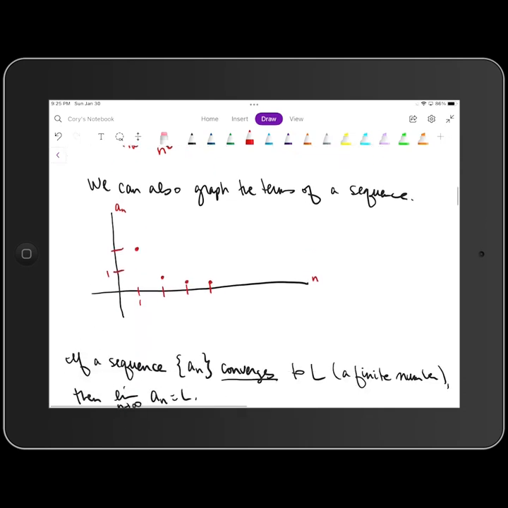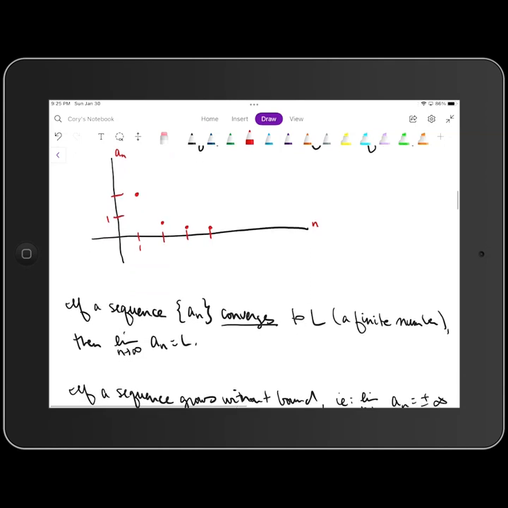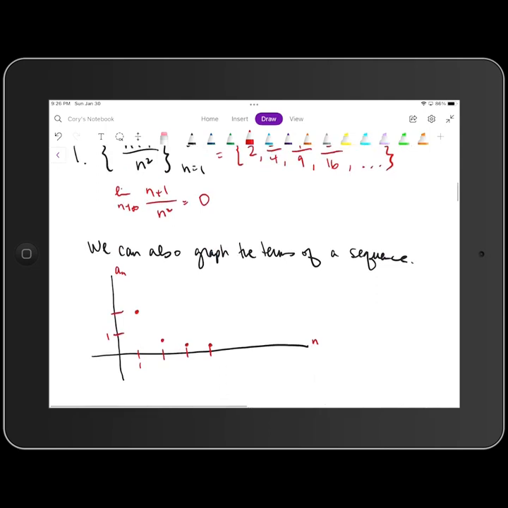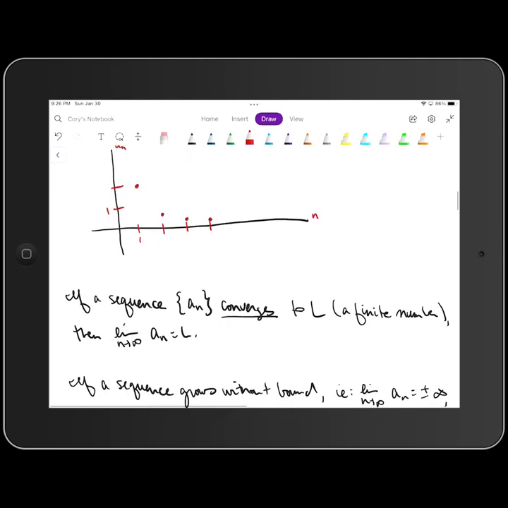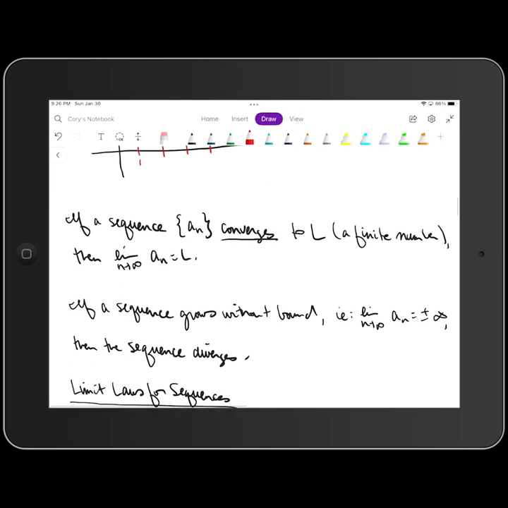And we're going to see in just a second that if we take the limit as n goes to infinity of the formula that generates the terms of our sequence, and we find that limit is equal to some finite number L, then we can say that that sequence converges to that number. So the sequence that we found up above is going to converge to the number 0. And that's going to be one of the important things that we do in this lesson: look at a sequence and determine whether that sequence converges or diverges.